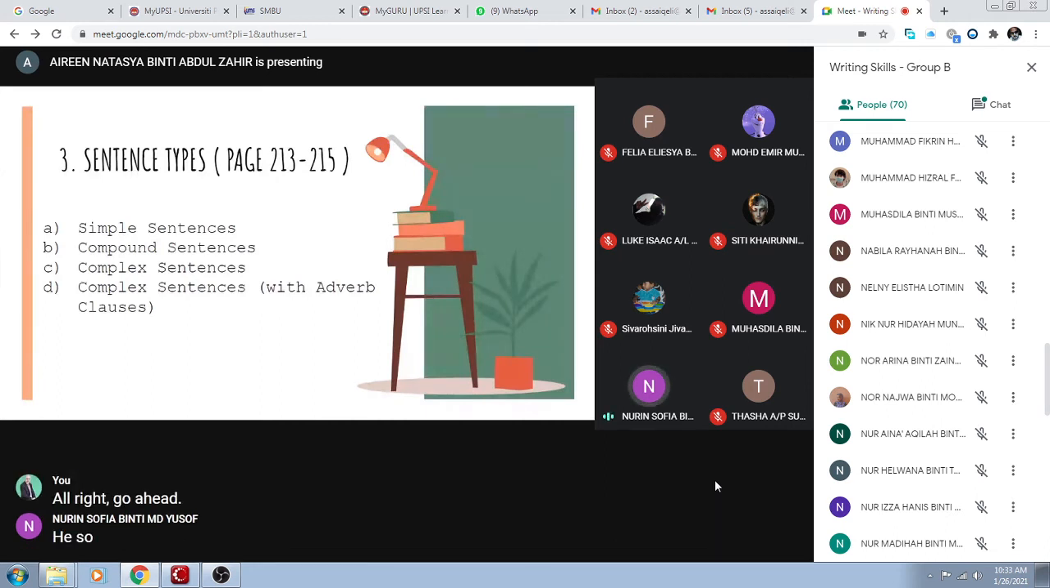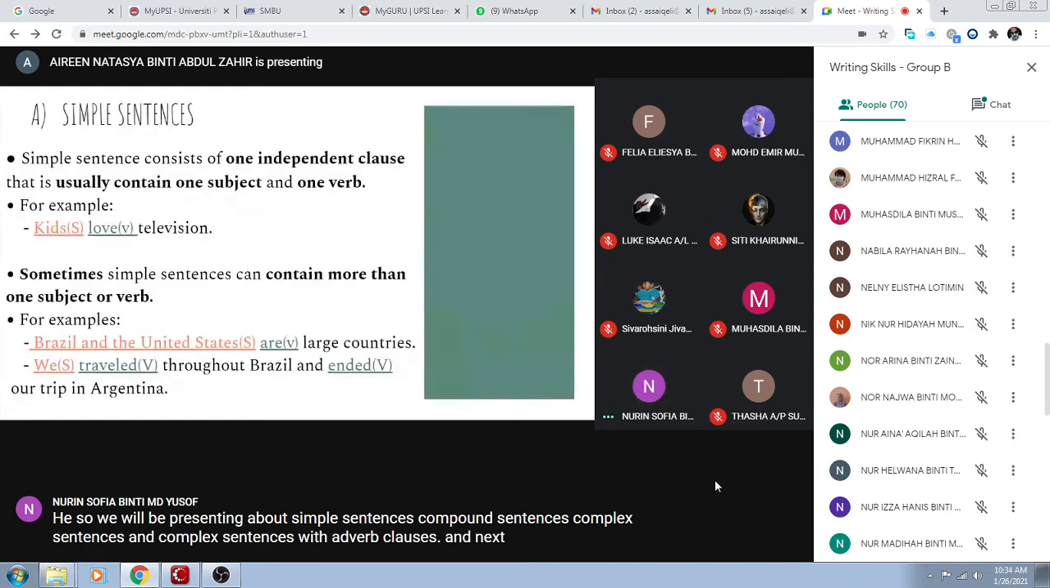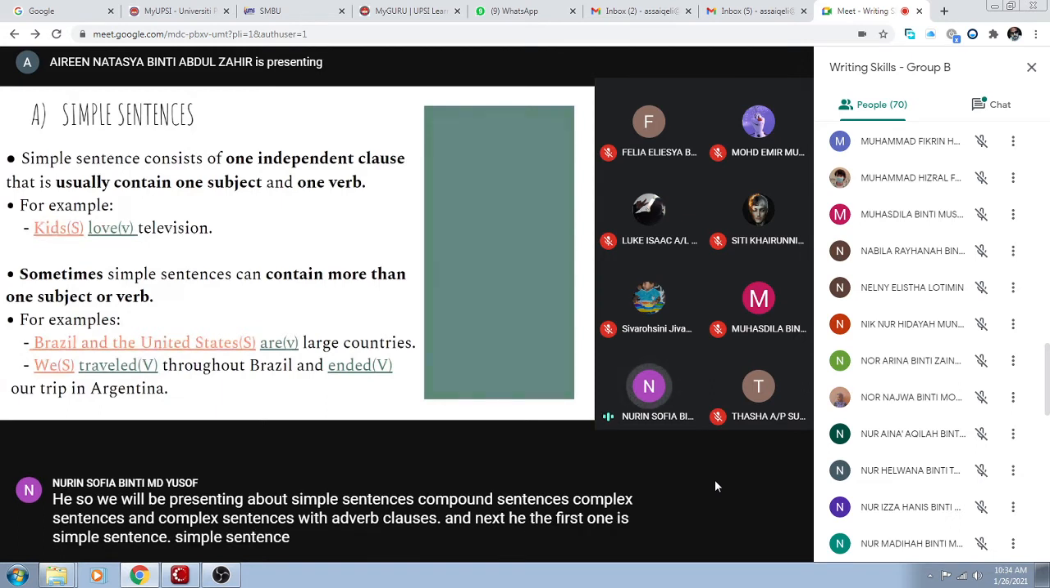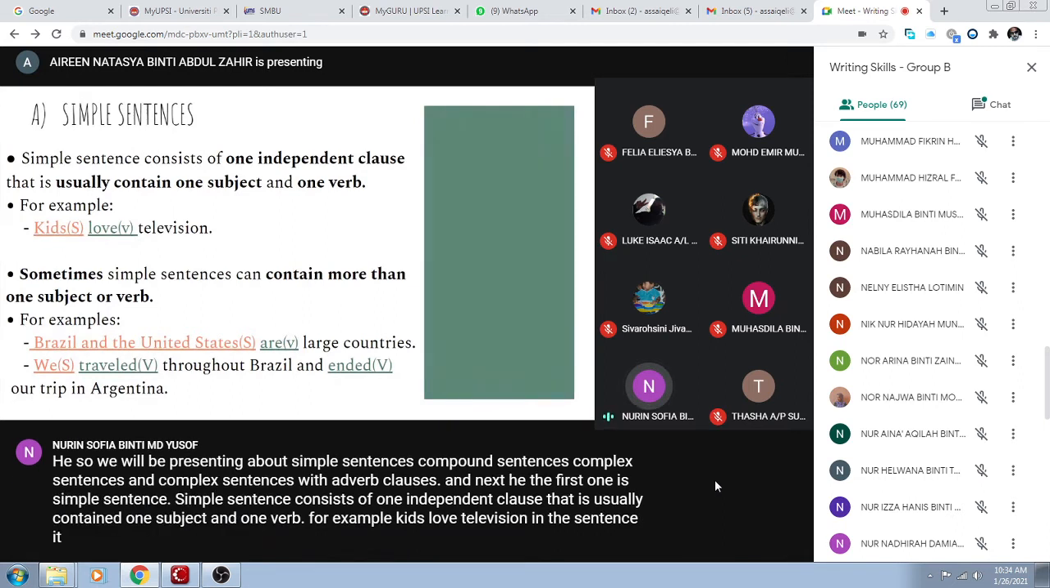Okay, so we will be presenting about simple sentences, compound sentences, complex sentences, and complex sentences with adverb clauses. Next. The first one is simple sentence. A simple sentence consists of one independent clause that usually contains one subject and one verb. For example, kids love television. In this sentence, it has one subject, which is kids, and one verb, which is love.